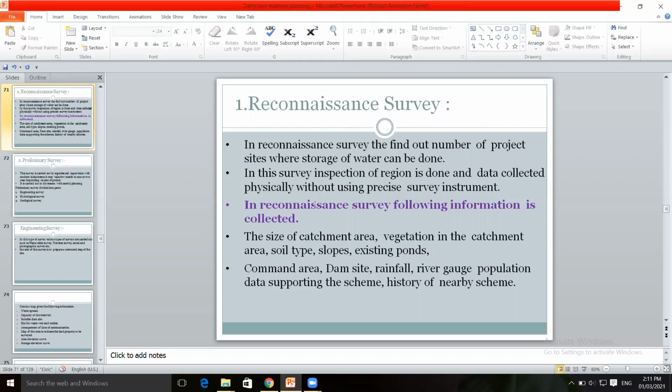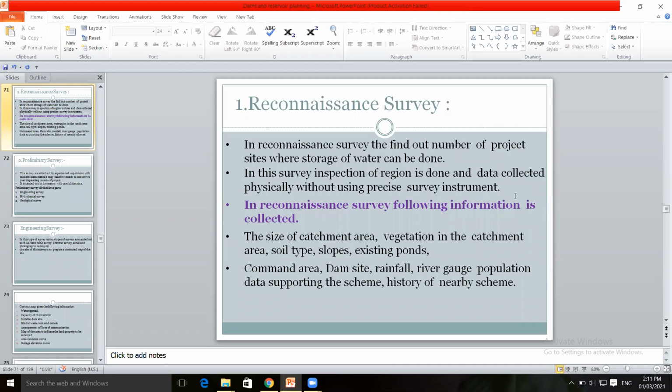ज्या ठिकाणी आपण रिझर्वायर एरिया सिलेक्ट करायचा आहे, ज्या ठिकाणी आपण डॅम साईट डॅम कसं करायचं आहे, त्या ठिकाणी तो एरिया काय केला जातो, सर्वे केला जातो. The proper inspection is done. The data is collected from that location, from that area. The data is collected physically without using precise survey instruments.